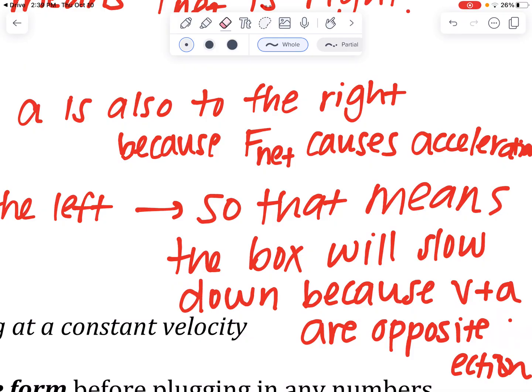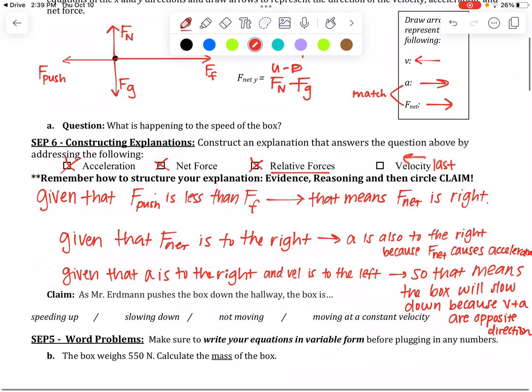Here, I'll just write this in the next line, but opposite directions. And then I can circle my answer.